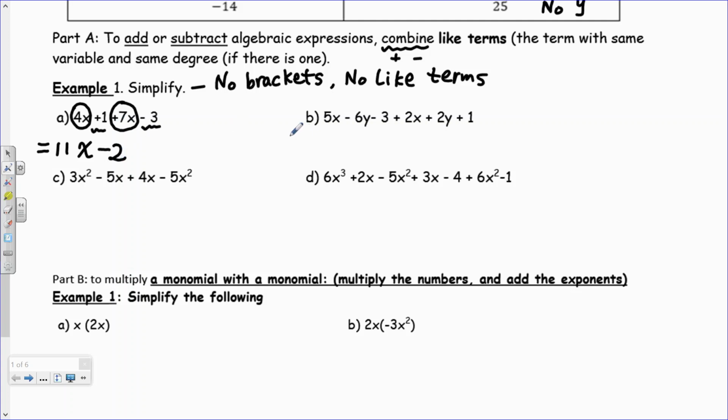And for the second one, we are going to do the same thing. We are going to circle the like terms with 5x with the sign at front. So 5x, this one no x, no x, this one got x. And the degree is 1, so they are like terms with 5x. Then the numbers at front of x, add together, you have 5 plus 2 gives you 7.